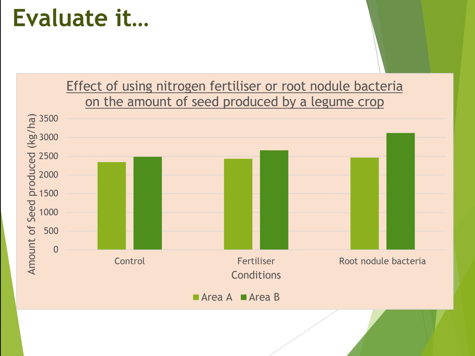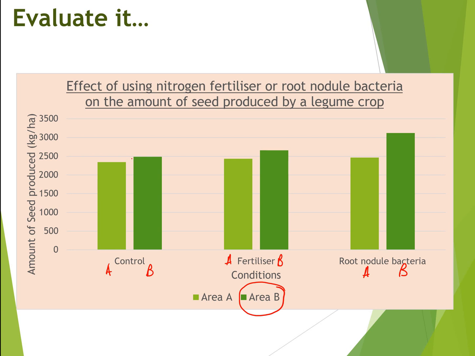So this is what your graph could potentially look like. The way it's been set out here is we've got the control for area A on the left and B on the right. The conditions with fertilizer, A on the left and B on the right, and root nodule bacteria, A on the left and B on the right. With each of these graphs, we can see that area B clearly gives us the most amount of seed.